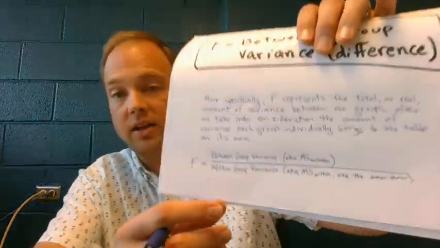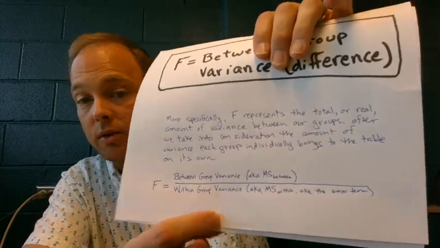It represents between group variance. More specifically, it represents the total raw amount of between group variance divided by the within group variance. So that's what F represents. It represents what's left over, the between group variance that's left over.